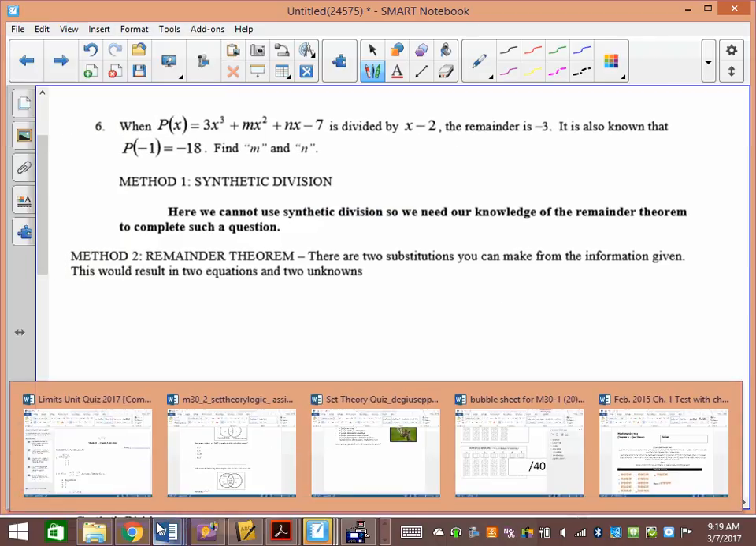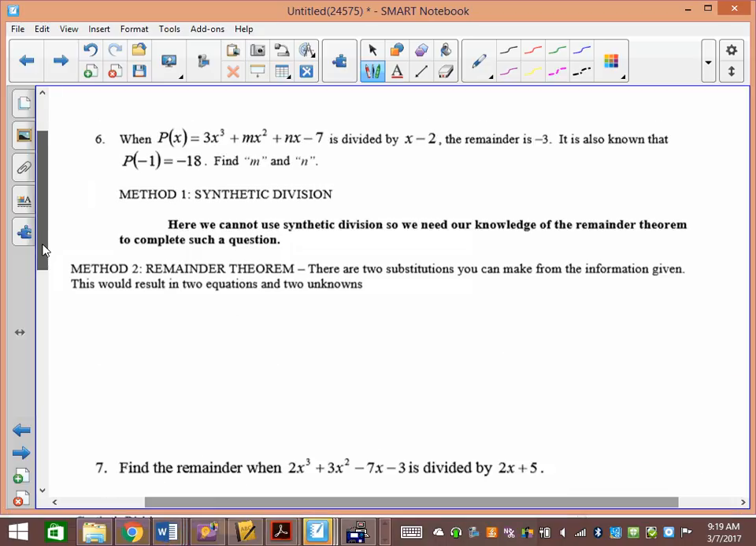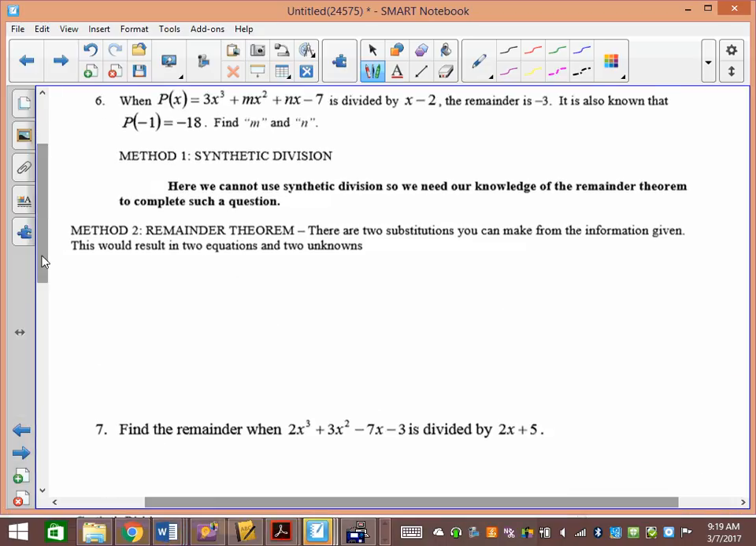So here it is. When p of x equals 3x cubed plus mx, don't write any of this stuff. Just write that. When p of x equals 3x cubed plus mx squared plus nx minus 7, so now we're missing two values, is divided by x minus 2, the remainder is negative 3. It is also known that p of negative 1 equals negative 18. Find m and n. You're going to need more space than I saved here, so make sure you have space. If you're just at the very bottom of a page, you might want to move to the next one.